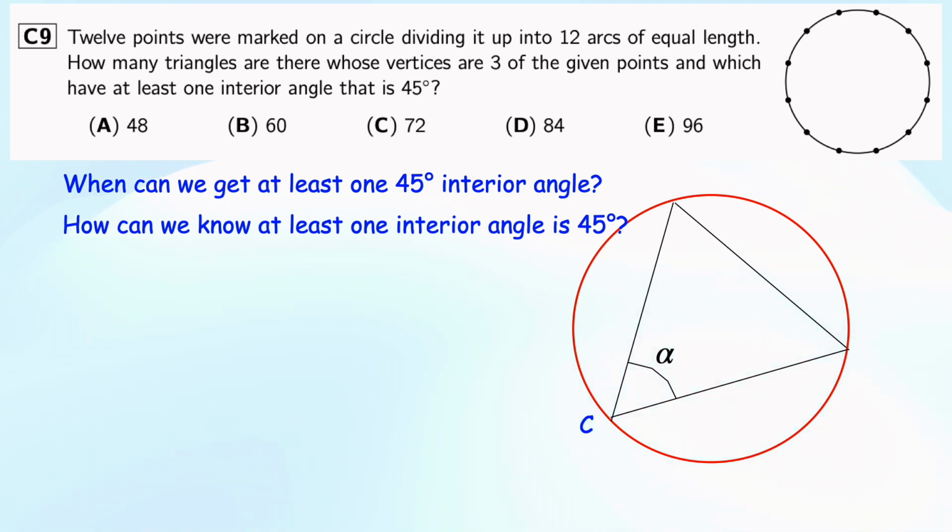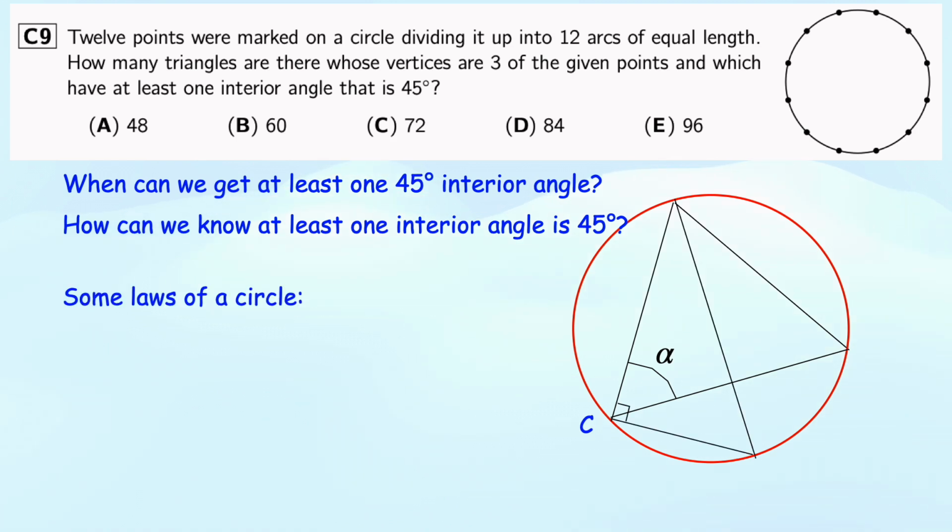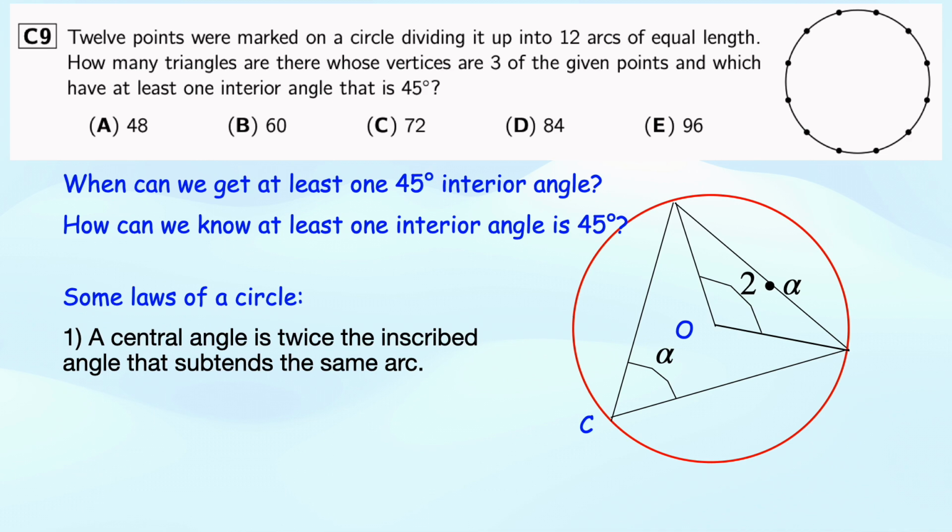To solve this, you have to be very familiar with the properties of a circle. For example, do you know the inscribed angle subtended by a diameter is always 90 degrees? Or do you know the central angle is always twice the inscribed angle that subtends the same arc?